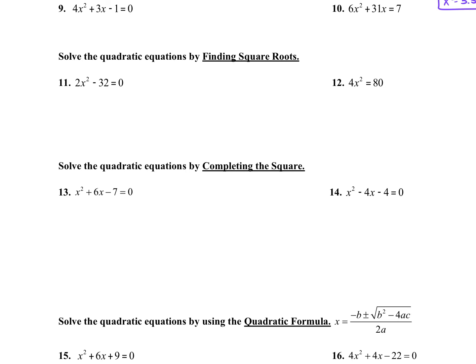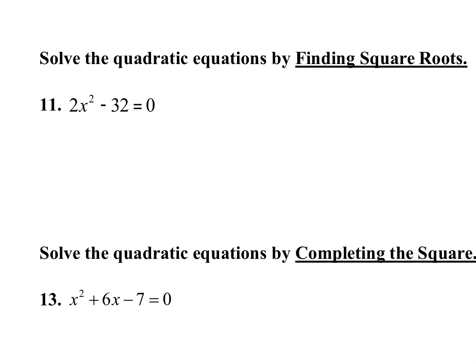What do you do? Square root. Not square root yet. What were you going to say, Sarah? Don't you have to bring this 7 to the other side? Oh wait, I'm on the wrong one. Oh, you're on 13. Completing the square, yes, we would move the 7 over. What do you do with the number 11 here? Not GCF. Move the 32.